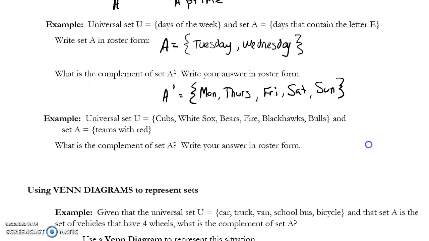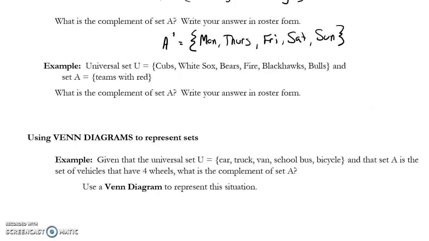So let's do another example of that. If the universal set are the Cubs, the White Sox, the Bears, the Fire, the Blackhawks, and the Bulls, so the majority of the professional sports teams, not all, but the majority, of Chicago, set A is the teams with red. What is the complement of set A? So that's A prime in roster form.